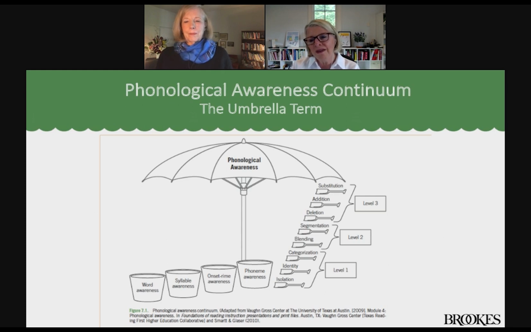If you follow David Kilpatrick's work, he takes phonemic awareness and breaks it down into levels 1, 2, and 3, and says that by the time a child reaches third grade, they should have advanced through the third level of advanced phonemic awareness. So that's a snapshot that lets us look at the whole idea of phonological awareness and where phonemic awareness comes into that progression of development. Next slide.